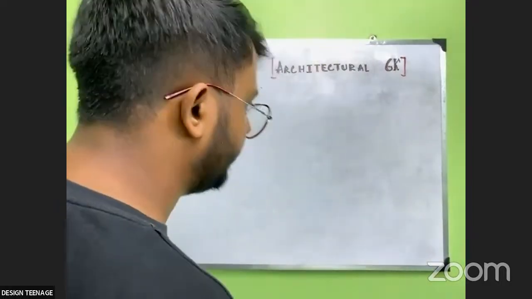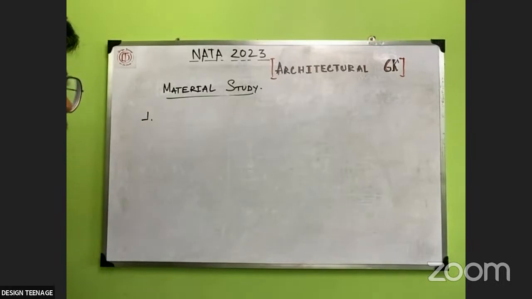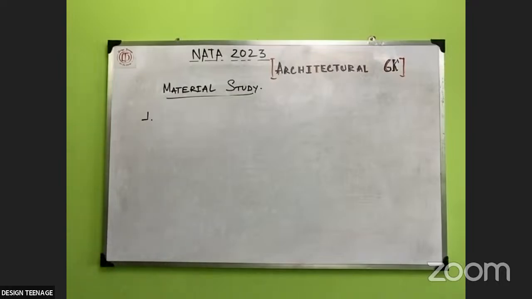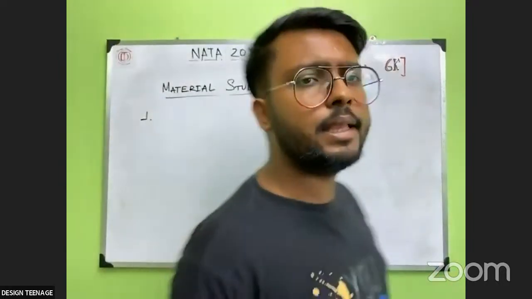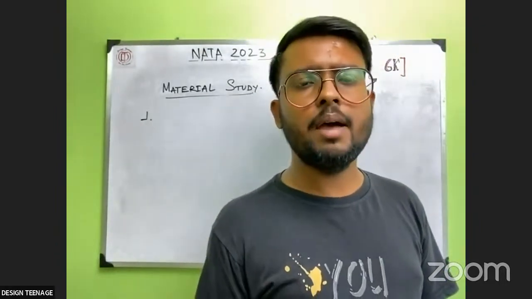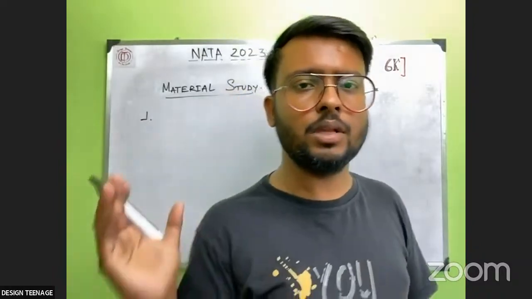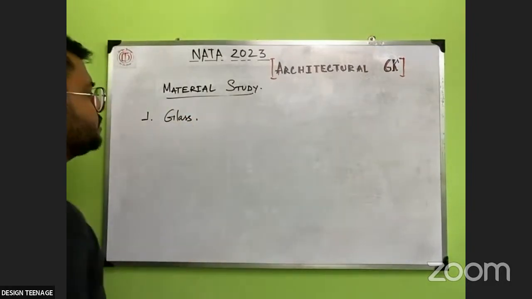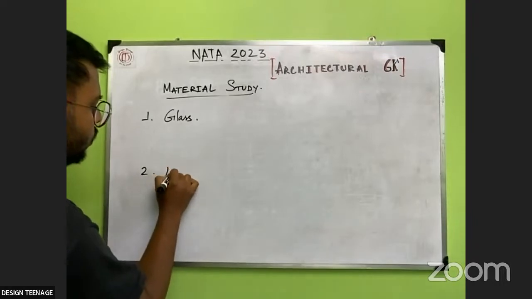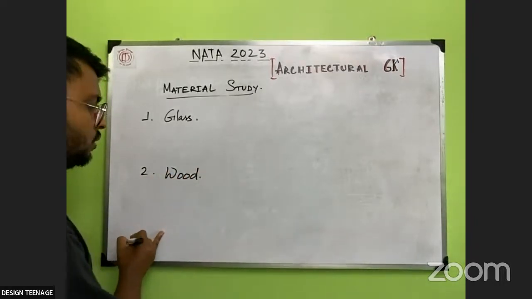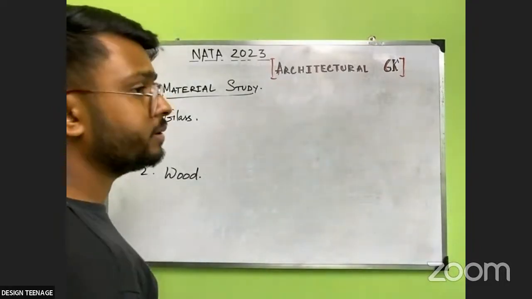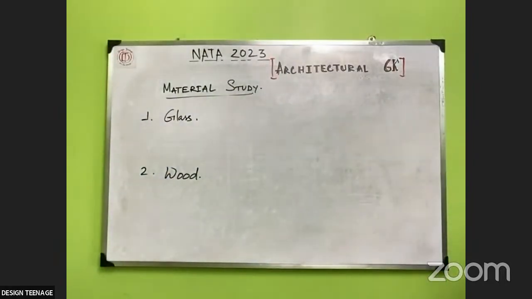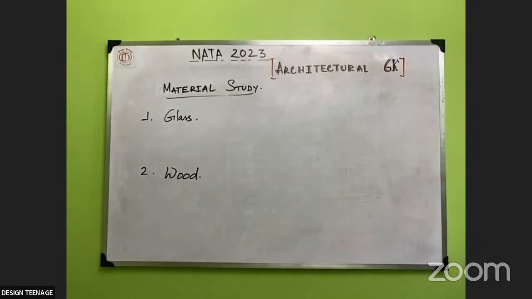So in material study, the very first thing is glass. You see the usage of glass everywhere today, in windows. Previously, wooden frames were there with glass on top, but today glass is the only thing you see in sliding windows. So glass is our first material. Second, we have wood. Mostly, if you go to Western countries, you will see that the whole house is made of wood.